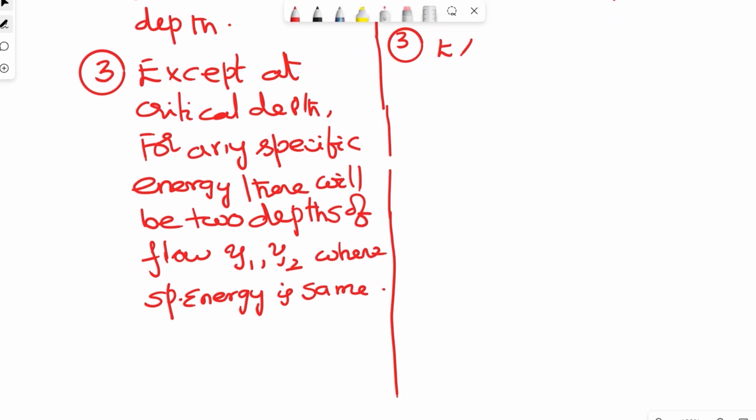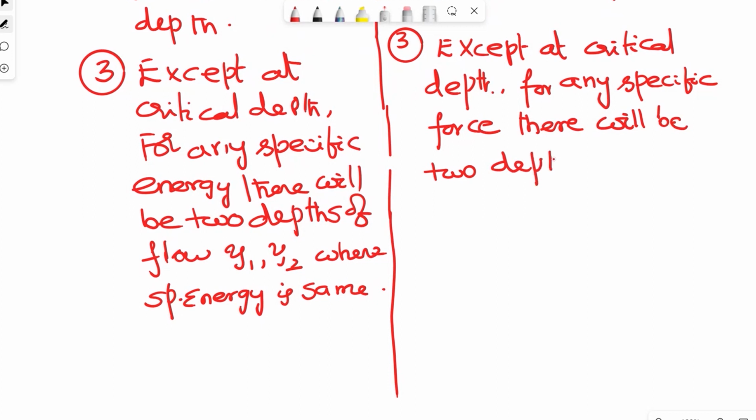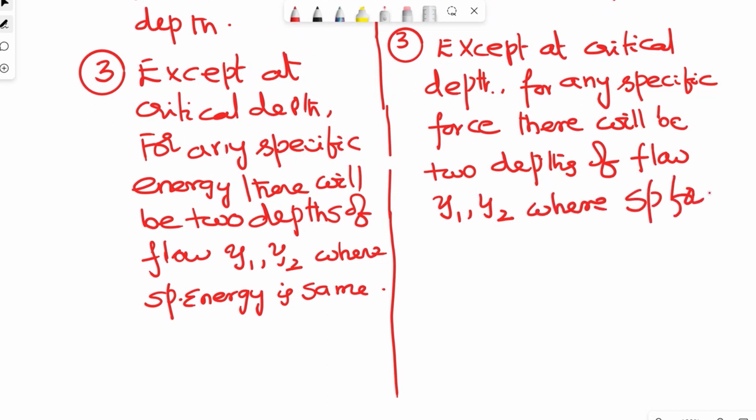Similarly here also, except at critical depth, for any specific force, there will be two depths of flow, y1 and y2, where the specific force is constant.